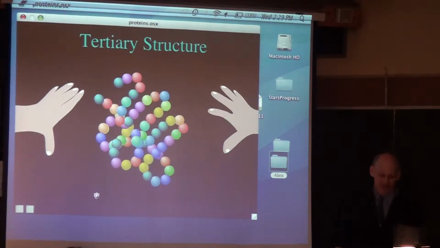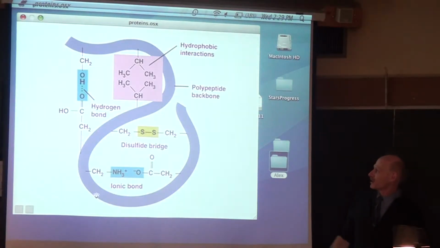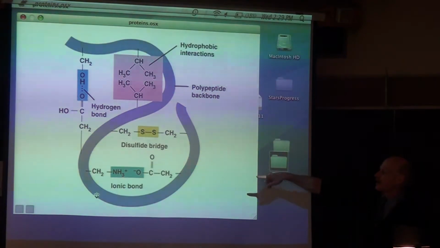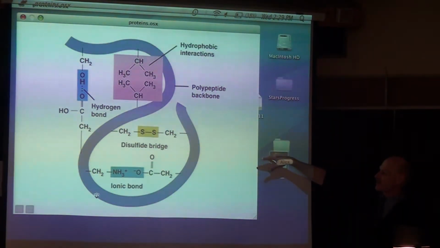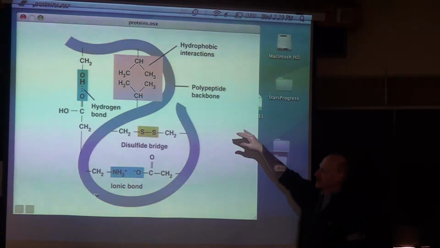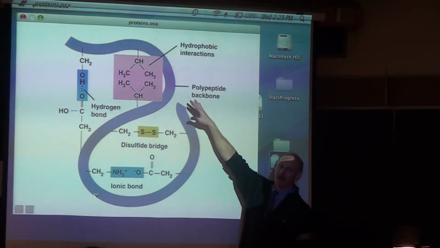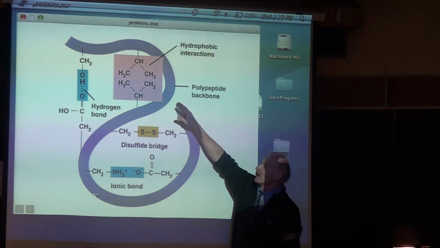And here's a diagram showing that. The blue ribbon there is the backbone, but you can see some R groups sticking off the backbone there. There are several different types of interactions between the R groups that drive tertiary structure folding.